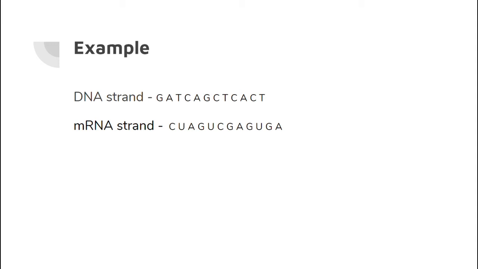And then since this is RNA, we are not going to have thymine, and we are going to have uracil instead. So for the pair of the adenine, we're going to have uracil, and then the thymine pairs with adenine, the cytosine pairs with guanine, etc., etc. We keep going until we have the whole mRNA strand.